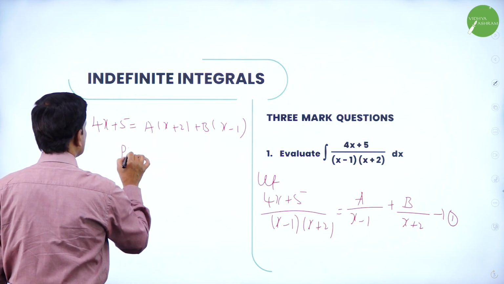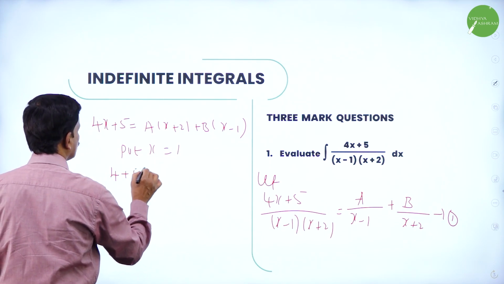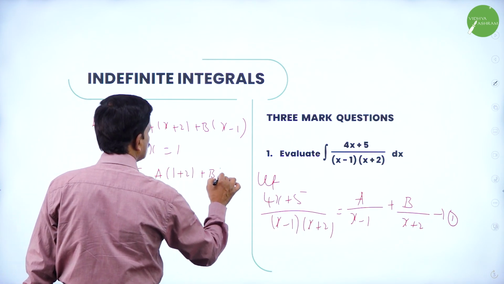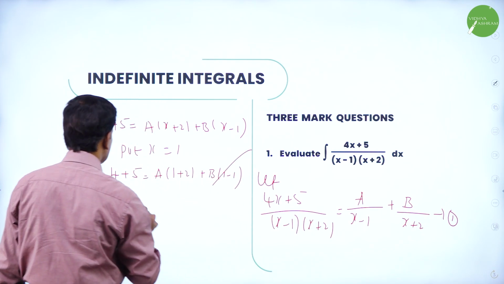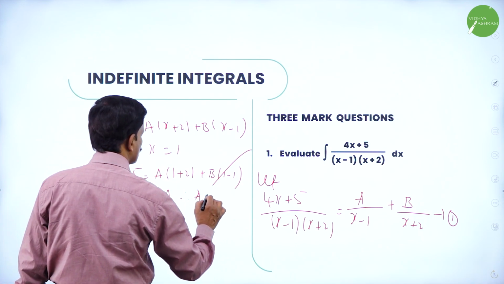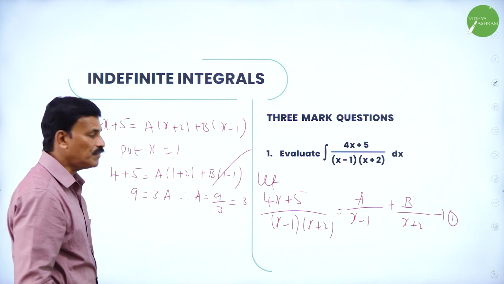Now put x is equal to 1. If you put x is equal to 1, 4 into 1 is 4, plus 5 is equal to a into 1 plus 2 plus b into 1 minus 1. 1 minus 1, 0, gets cancelled. 9 is equal to 3a. Therefore, a is equal to 9 by 3, that is equal to 3. Value of a is 3.